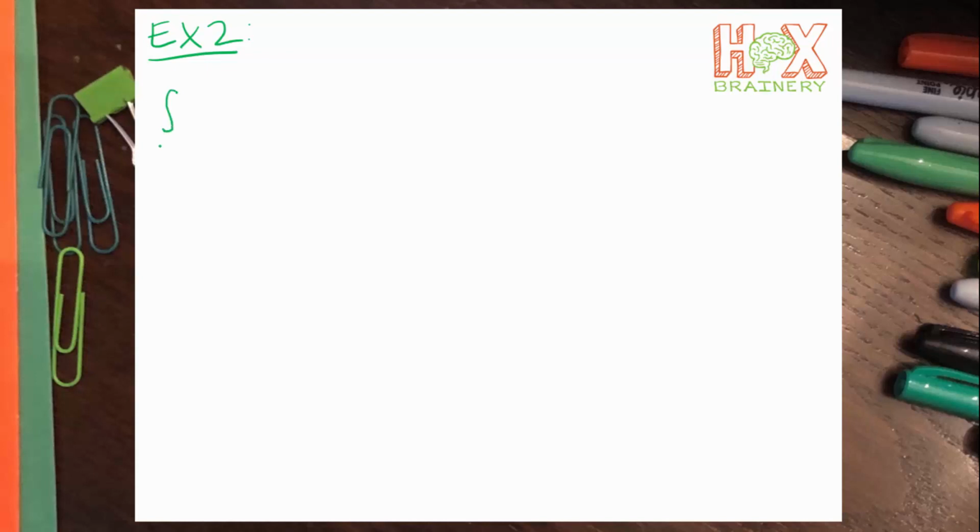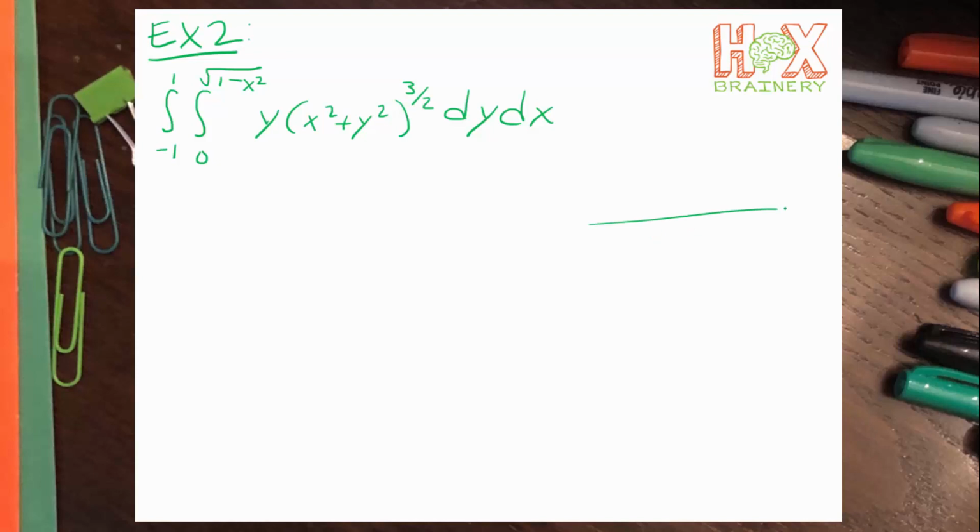Right. So it's -1 to 1, 0 to square root of 1 minus x squared, and then it was y times (x squared plus y squared) to the 3/2 power, dy dx. All right, so that's what we're working with. The first thing I'm going to do is sketch the region, just in the x, y plane.